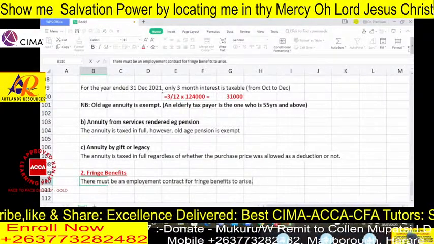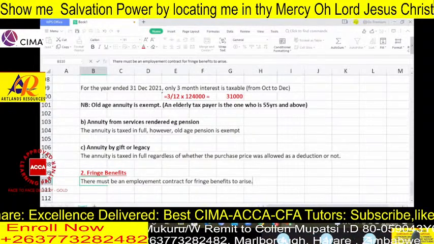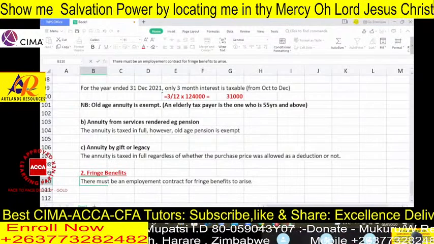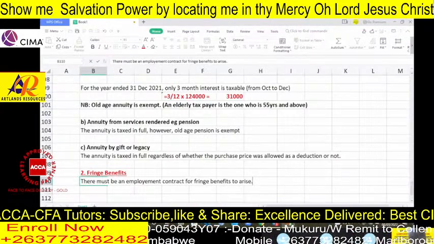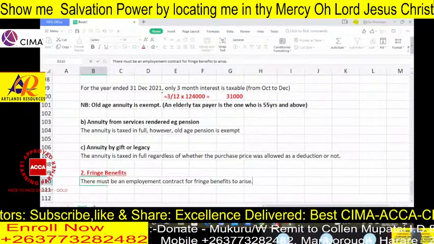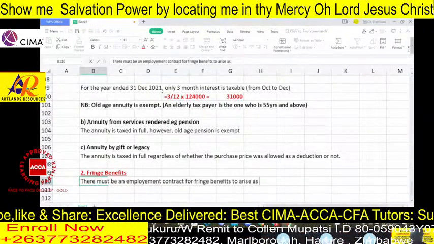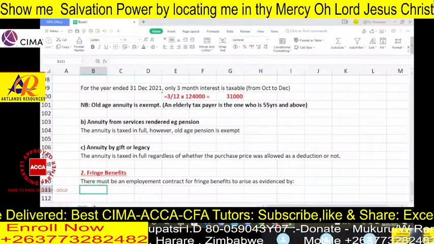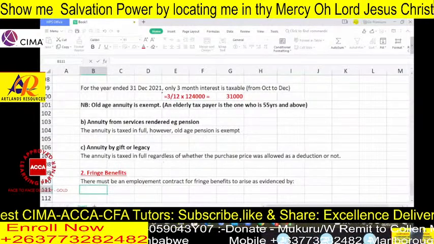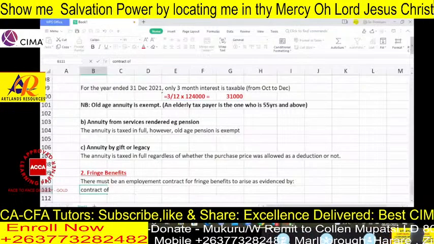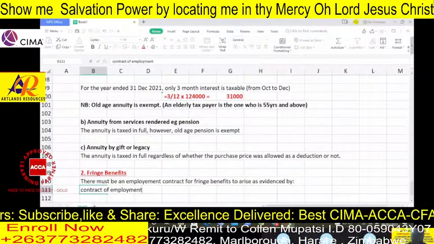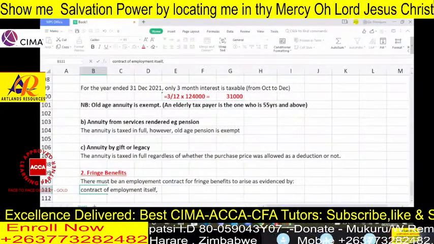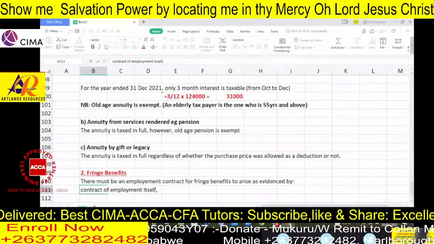So if you hire a plumber to fix water and refuse at your workplace, and the plumber is given airtime, that is not a fringe benefit, because the plumber is not your employee. So there must be an employment contract for fringe benefits to arise, as evidenced by a letter of employment, or by the contract of employment itself. If we see the contract of employment itself, we can tell that this is an employment contract.